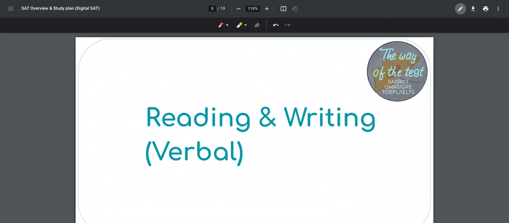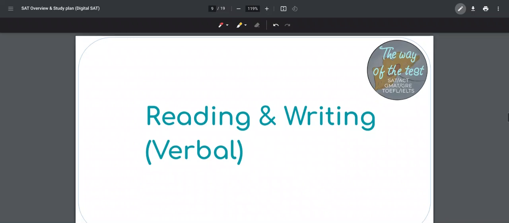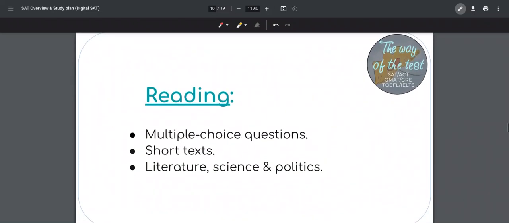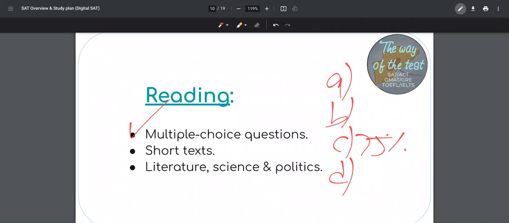Remember, unlike the paper-based SAT, the new digital SAT contains reading and writing all together in one section. This is what we call the verbal section. So, the reading. All the reading questions are multiple choice questions. Remember, this means that you have 4 alternatives to choose, which means if you just completely randomly guess, you have at least a 25% chance of getting it right, and there is only one right answer.